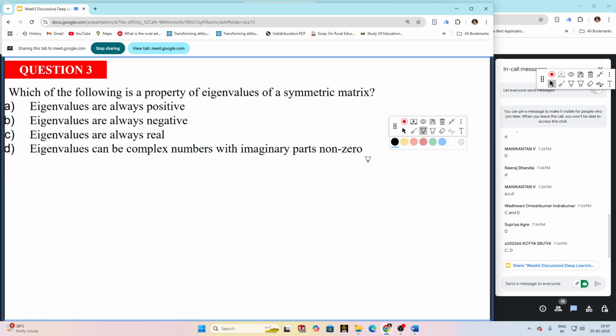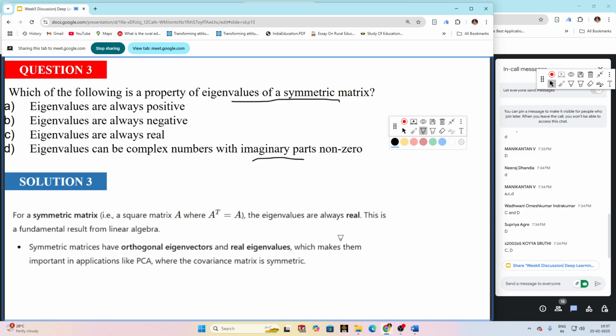Which of the following is a property of eigenvalues of a symmetric matrix? Eigenvalues are always positive, eigenvalues are always negative, eigenvalues are always real, eigenvalues can be complex numbers with non-zero imaginary part. So any guesses for this? C is the correct answer, right? For a symmetric matrix, that is a square matrix A where A transpose equals A, the eigenvalues are always real. This is a fundamental result of linear algebra. Symmetric matrices have orthogonal eigenvectors and real eigenvalues, so these are the characteristics of a symmetric matrix.